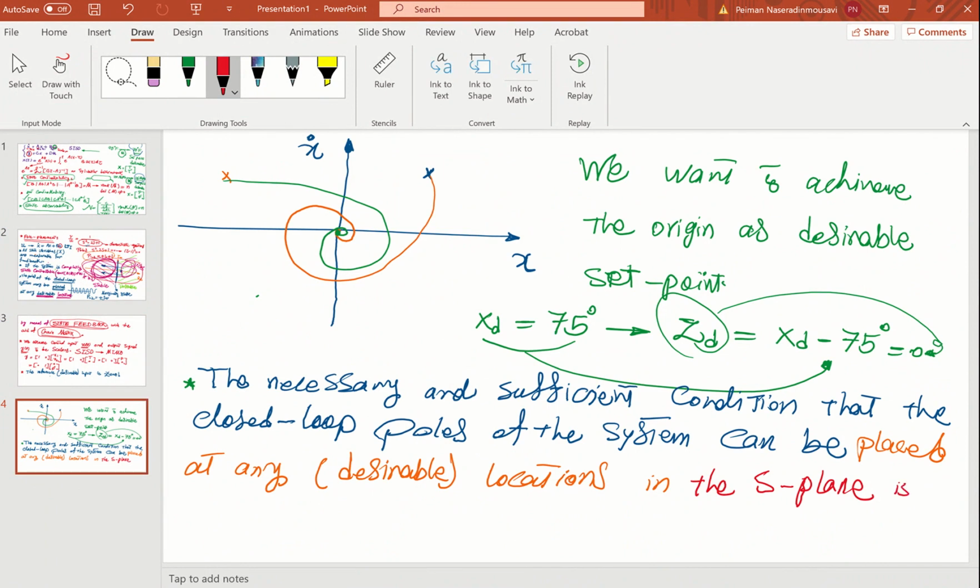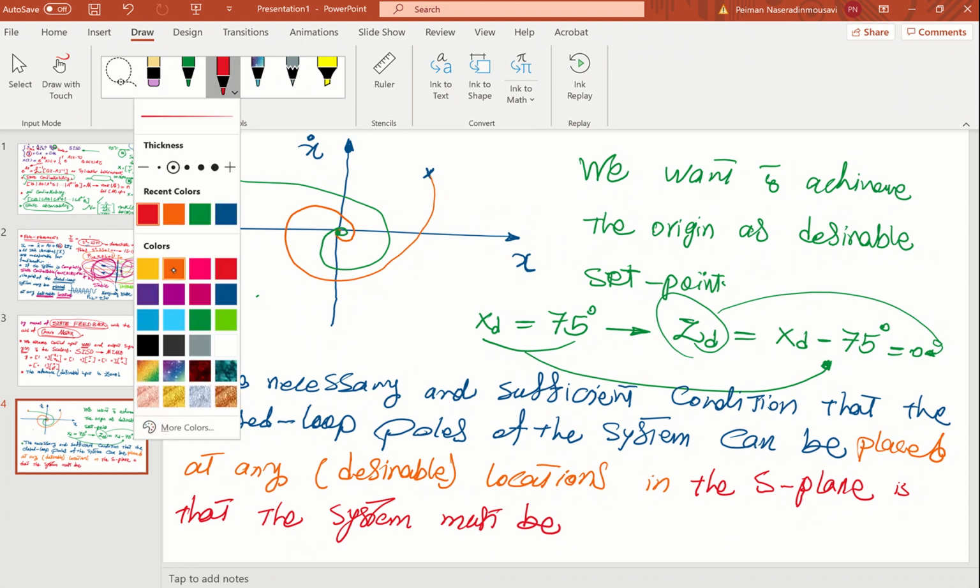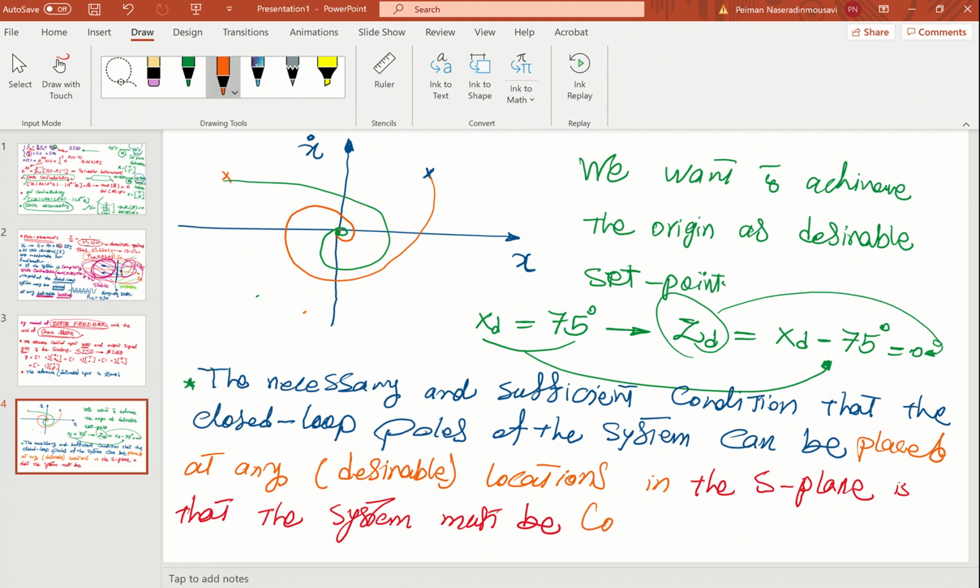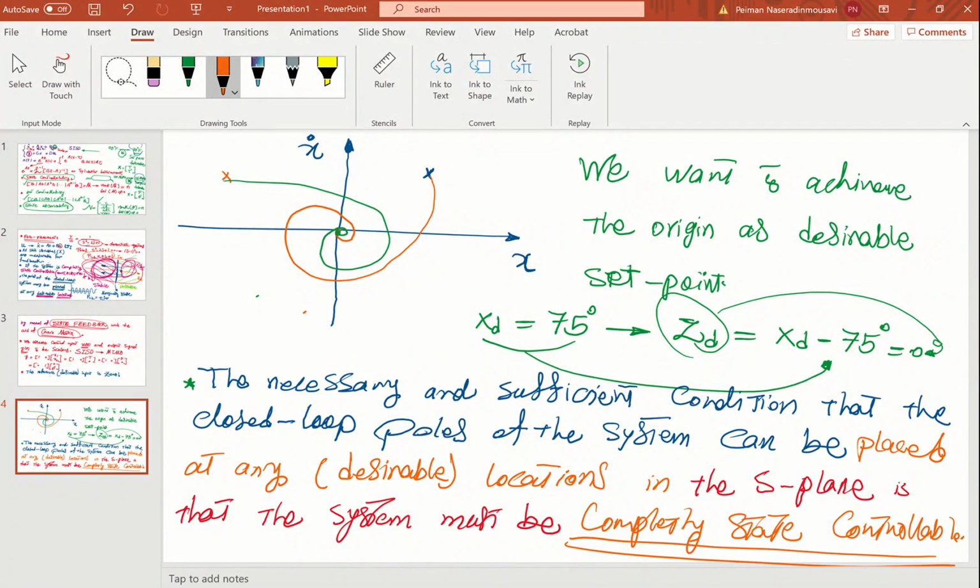is that the system must be, guess what? Must be, yes, completely what? State what? Controllable. Here we go. Now you know the controllability matrix advantage.